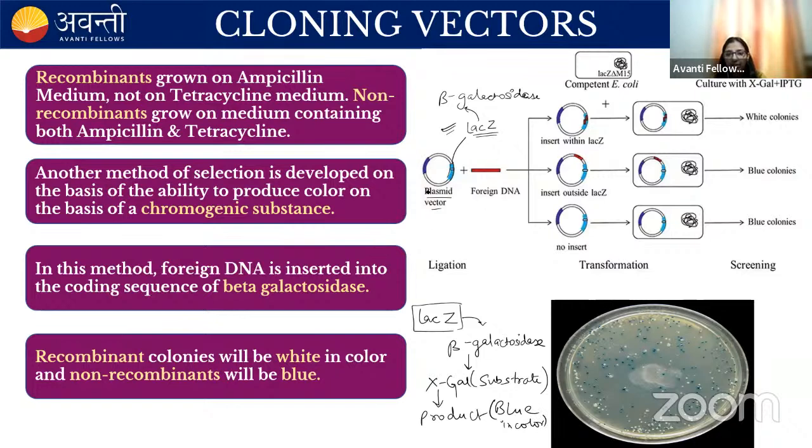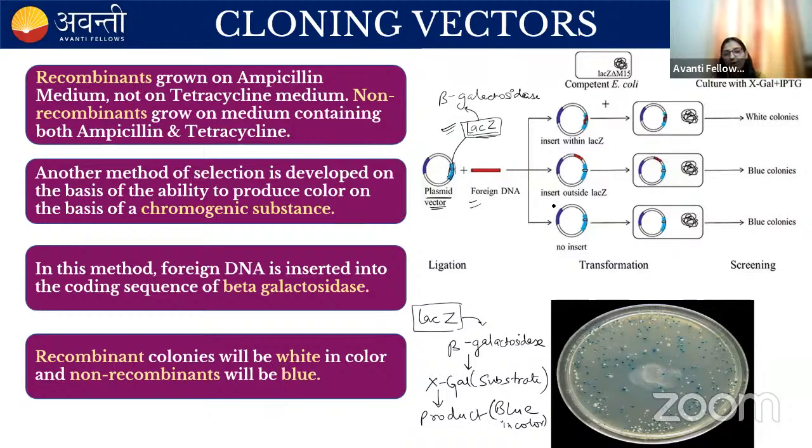Okay. Now let's discuss this image. So here is a plasmid which is acting as a vector. It contains an intact lacZ gene, right? This small light blue portion is the lacZ gene, and this red portion is the foreign DNA.